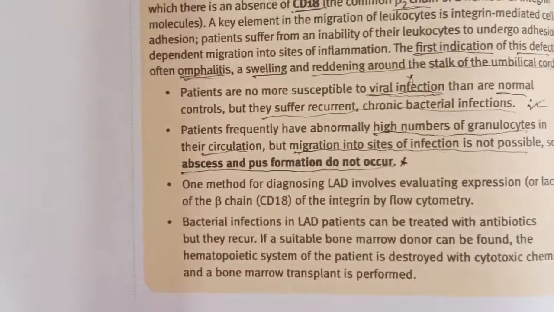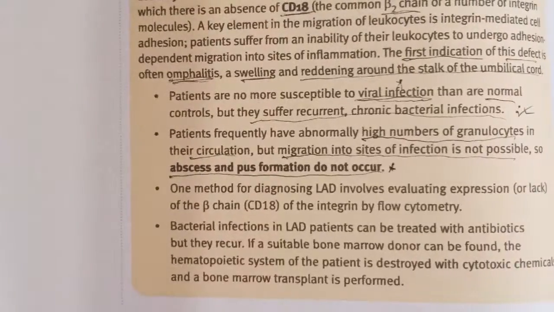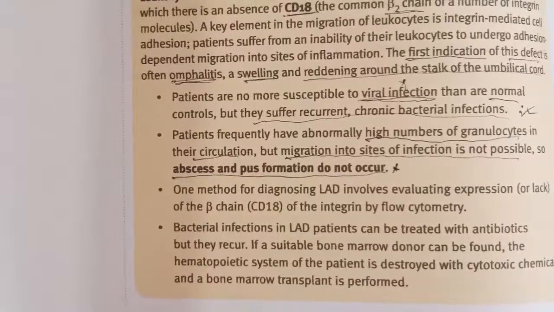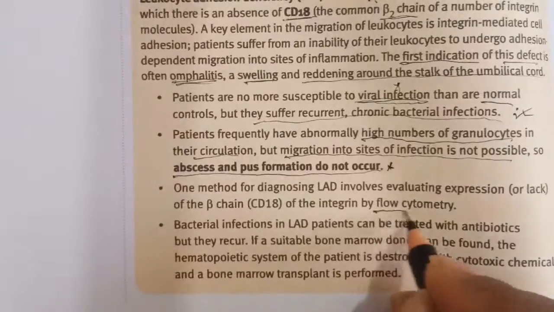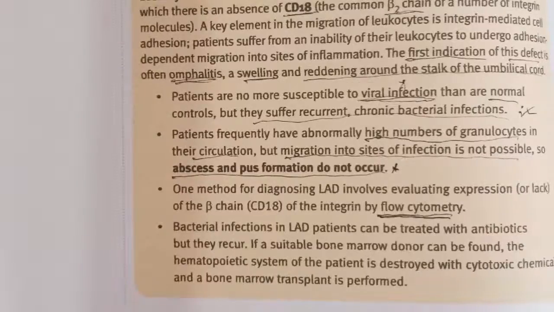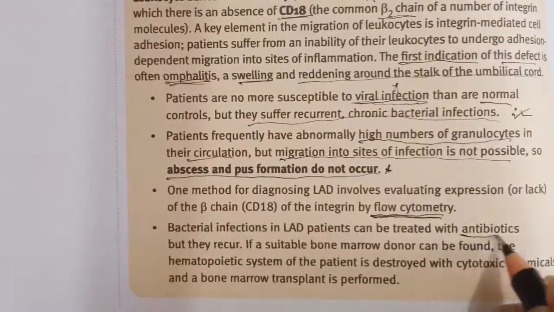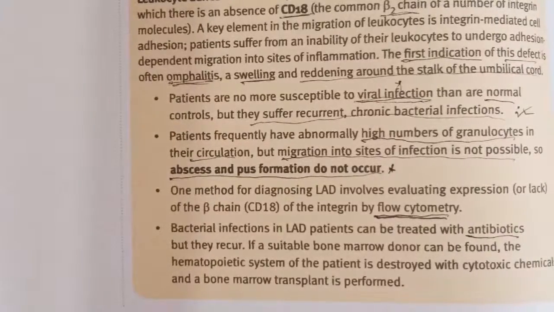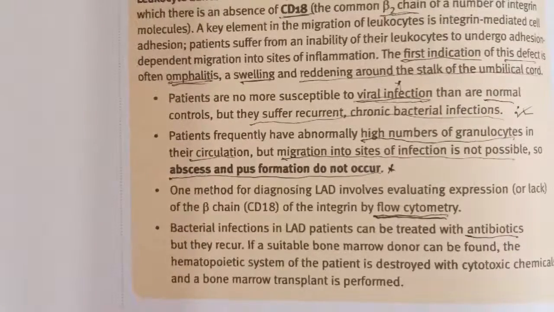One method for diagnosing leukocyte adhesion deficiency involves evaluating expression or lack of the beta chain CD18 of the integrin. And how do you diagnose it? With the help of flow cytometry. Very important. Bacterial infections in leukocyte adhesion deficiency can be treated with antibiotics. So how do you treat it? With antibiotics. If a suitable bone marrow donor can be found, the hematopoietic system of the patient is destroyed with cytotoxic chemicals and a bone marrow transplant is performed.